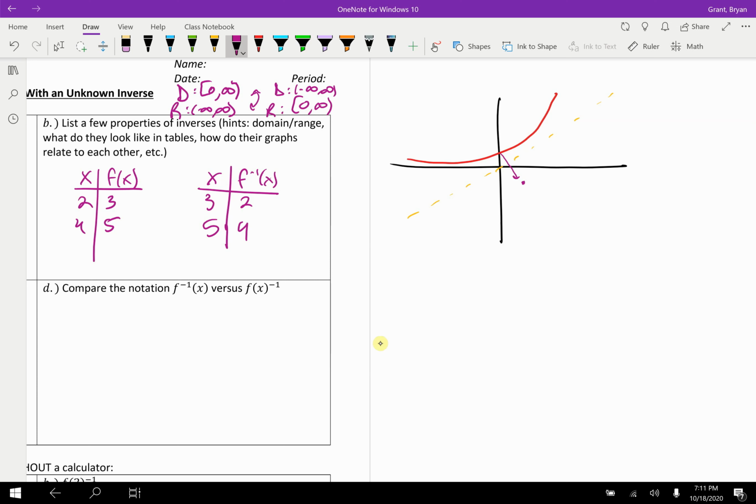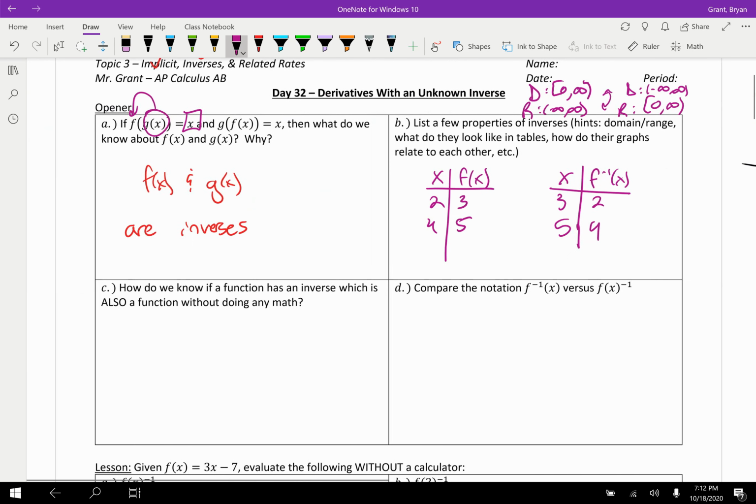I'm actually struggling with what it's going to look like. Little like this, give or take. There's our nice little symmetry here. So there is something else, and I think that's really all you need to know about inverses.